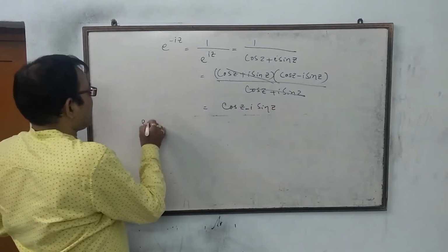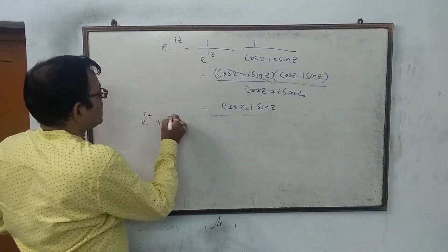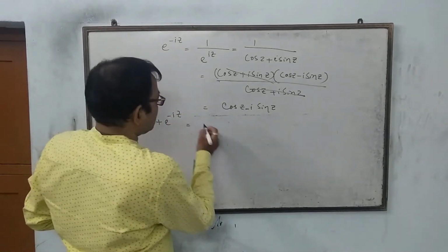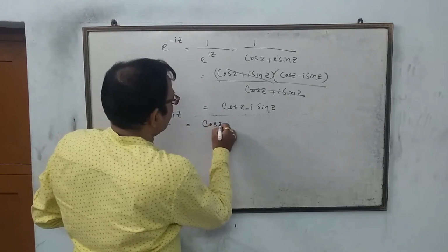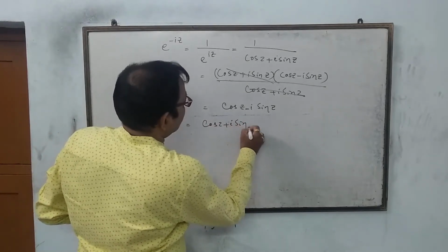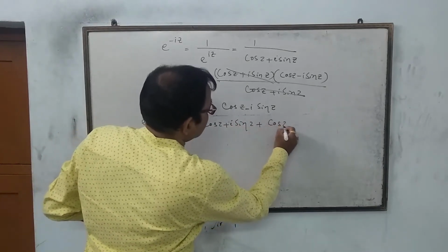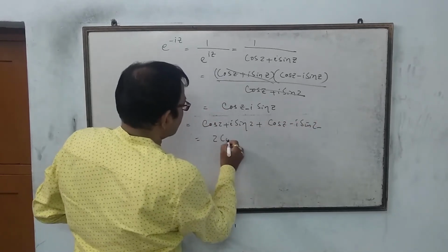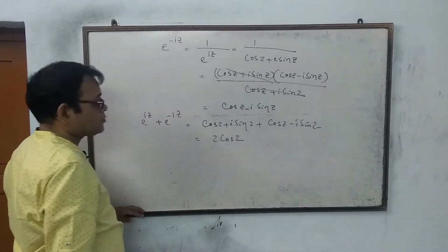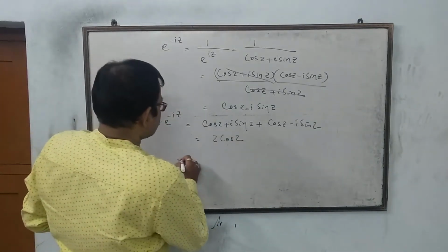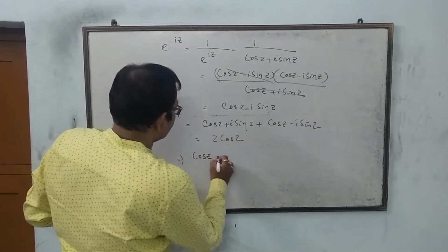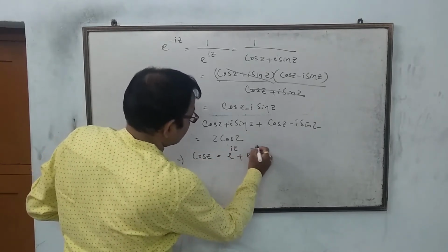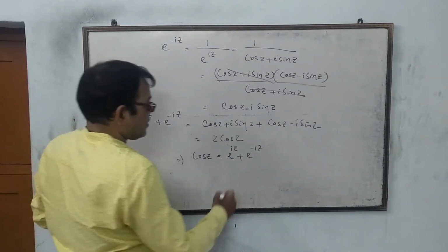Now if I add e to the power iz plus e to the power minus iz, what will be its value? It will be cos z plus i sin z plus cos z minus i sin z. The answer is 2 cos z. This implies cos z is equal to e to the power of iz plus e to the power of minus iz upon 2.